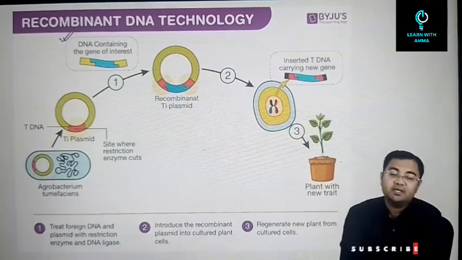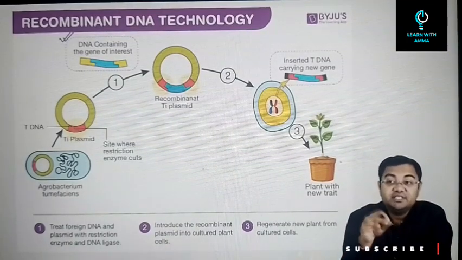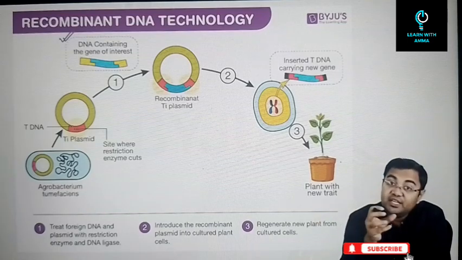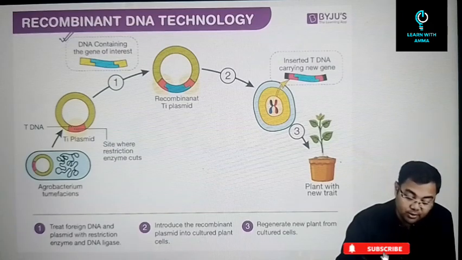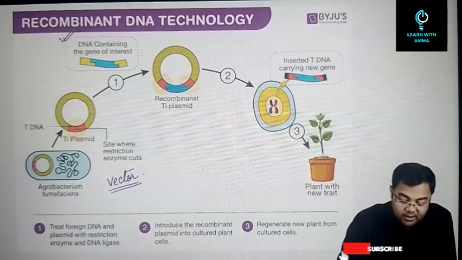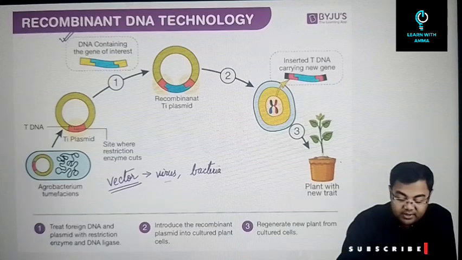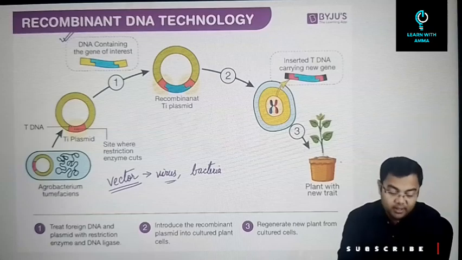Now what we do is that we look for a carrier of this gene because the genes will not be accepted directly by the plants. So that's why you need a carrier. Where does this carrier come from? This carrier, which is also called a vector, most of the times will be a virus. But sometimes it can be bacteria as well. But in most of the cases, we have seen that we use viruses as the carrier or as the vector.